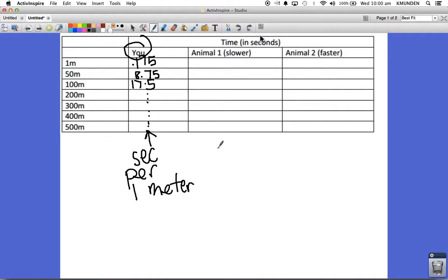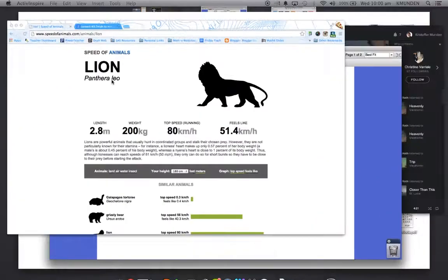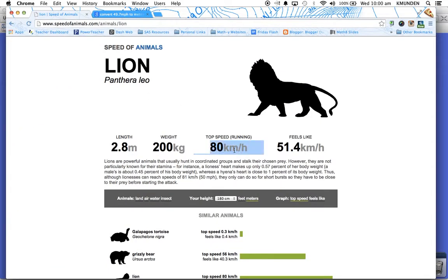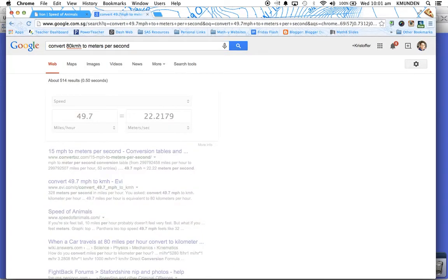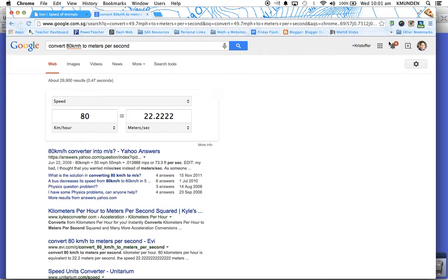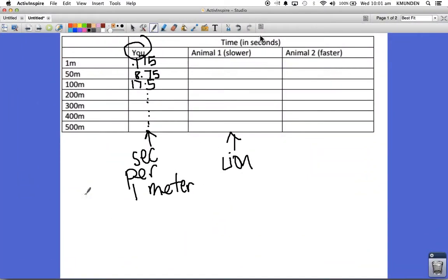So let's start filling in these columns for our animals. And I'm just going to show you one animal, and that's going to be a lion. So you would do some research, and you would find the speed of a lion, and I've done it here. A lion's top running speed is 80 kilometers per hour. My first step is to convert 80 kilometers per hour into meters per second. So I'm going to go over here. I'm going to convert 80 kmh to meters per second. So that's 22.22 meters per second.